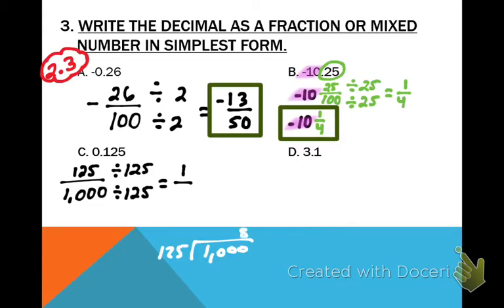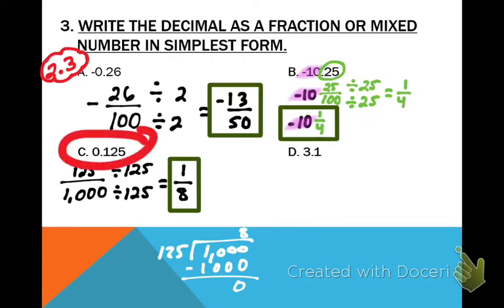We'll start with an 8. 8 times 5 is? 40. 0 on bottom, 4 on top. Okay, 8 times 2 is 16 plus 4? 20. 0 on bottom, 2 on top. 8 times 1? 8. Plus 2? 10. So the correct answer is 1/8. Now here's another thing. We talked about memorizing some of those fractions and decimals. 0.125 from now until the end of your life will always equal 1/8. So that is a smart one to just simply have memorized.